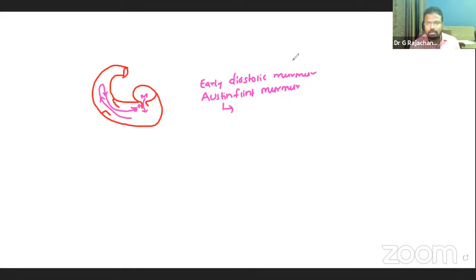Okay, yeah, so here, this Austin-Flint murmur is also a diastolic murmur, but it's not early. This is called a mid-diastolic murmur. So here we have an early diastolic murmur and also a mid-diastolic murmur. And there is also a third murmur possible in aortic regurgitation, that is called ejection systolic murmur.